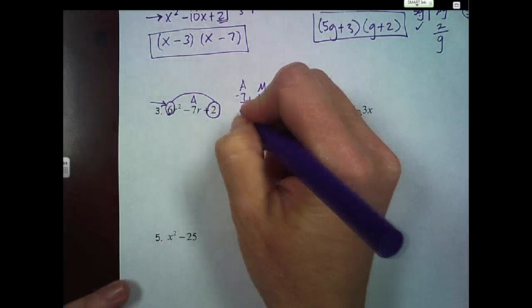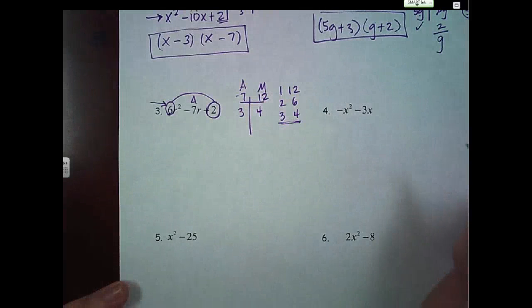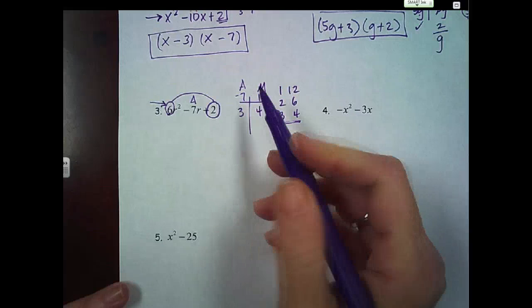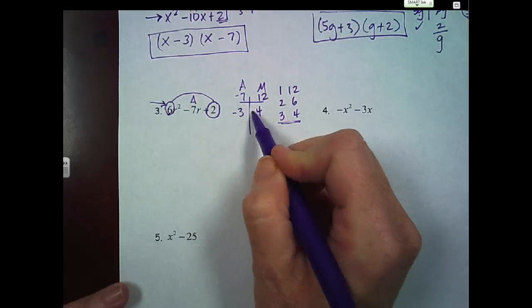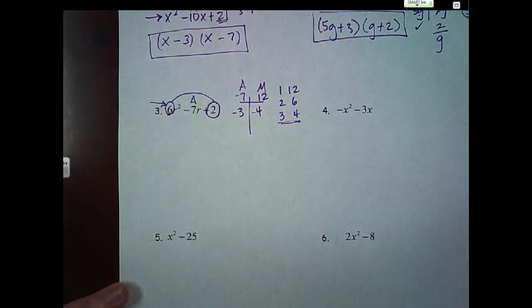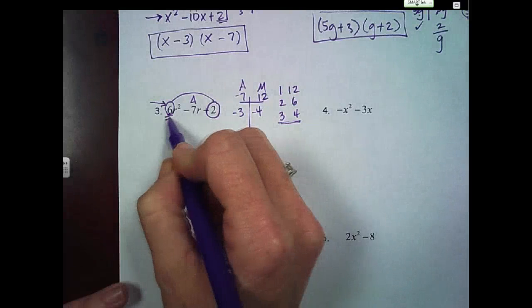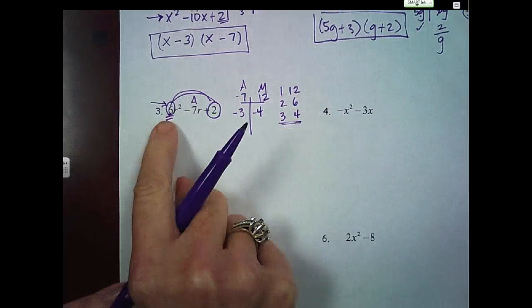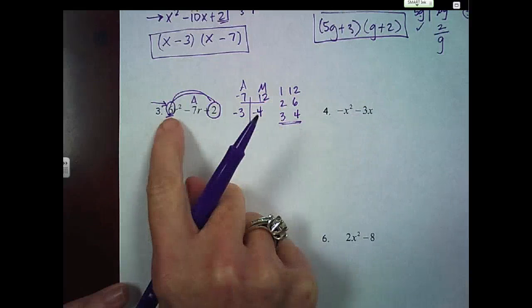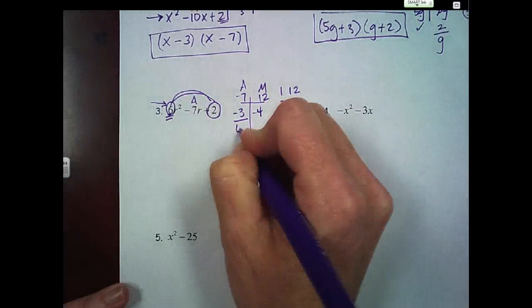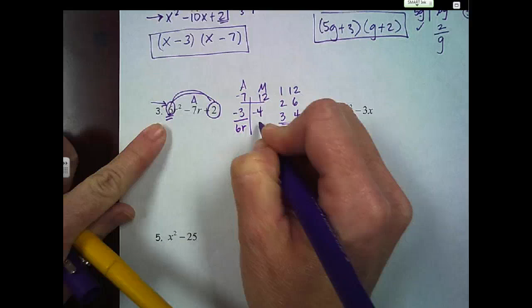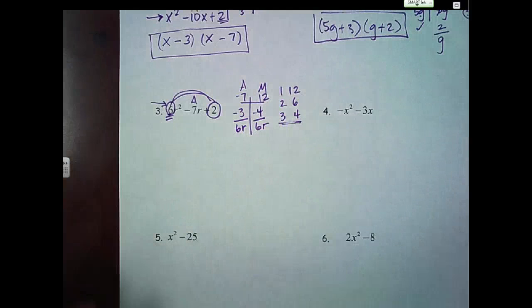So I'm gonna put my numbers here. I want a negative 7 to be added. So that means they both have to be negative. But go back to the beginning. When you have a leading coefficient, I multiplied the leading coefficient in to get my 12. Now I have to divide the coefficient back out. And I'm going to write it as 6r. So divide it back out, 6r.